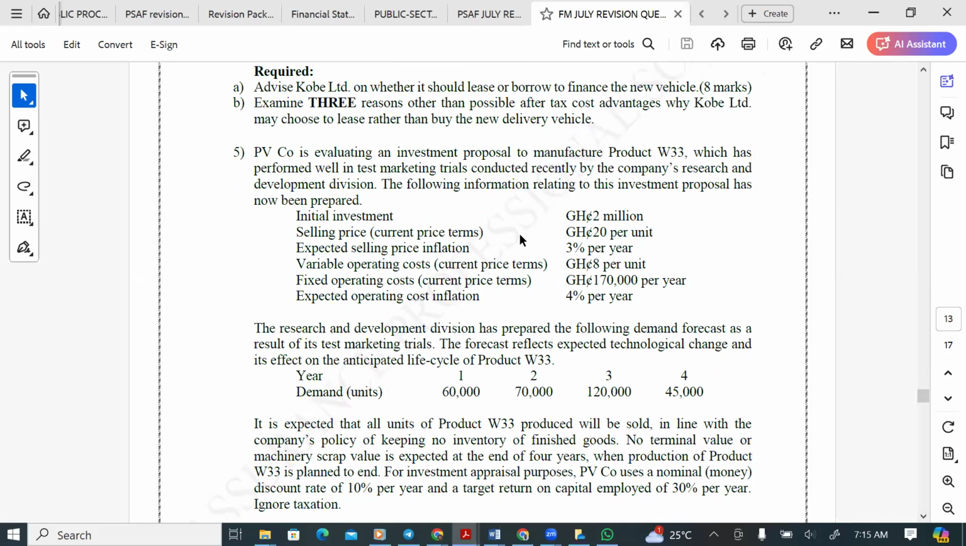This is a typical one. Initial investment, selling price, current prices, you just have to inflate them. These are in current price terms, so these values are all in today's terms. You inflate the first year value by 3%, and the second year will be an increment on the first year by 3%, the same thing we have done. The fixed operating cost and the variable cost will also be inflated, both at 4%.